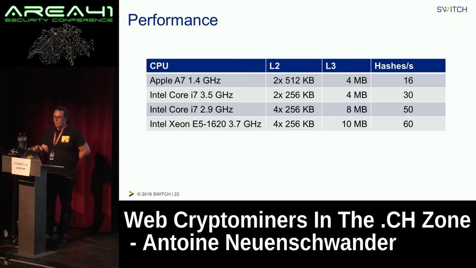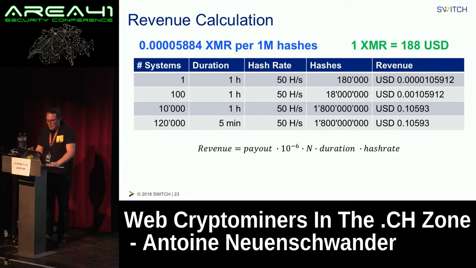If you have a native miner, like the ones you would get installed from a mining bot, you could achieve up to maybe 100 or 200. Also, if you leverage the GPU that modern laptops have, then you can go up to 200 hashes per second. But for the next computations, I would say for an average laptop, you should achieve about 50 hashes per second.